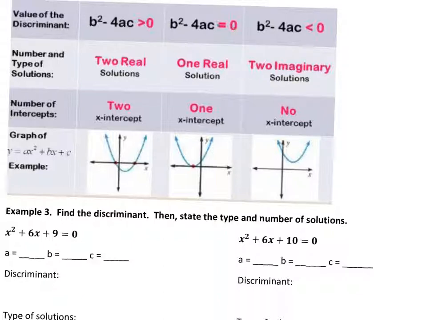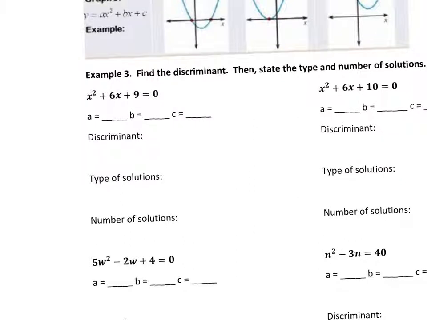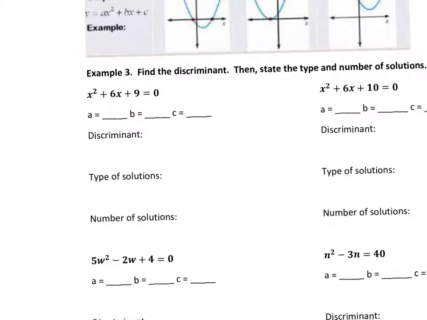If the discriminant is 0, there's going to be one solution, one x-intercept. If the discriminant b squared minus 4ac is positive, there's going to be two x-intercepts and two real solutions. So I'll do a couple of these. For the first one, I'm going to write what a, b, and c are, and the discriminant, I'm going to do b squared minus 4ac.